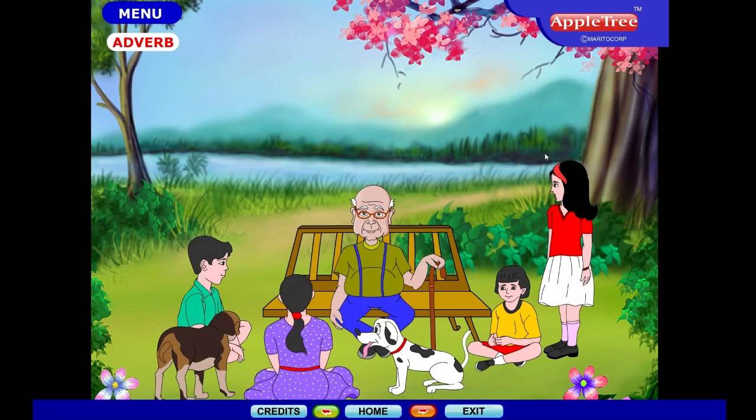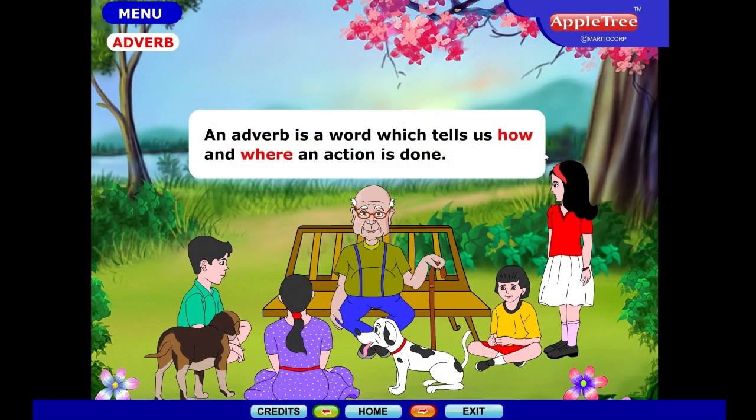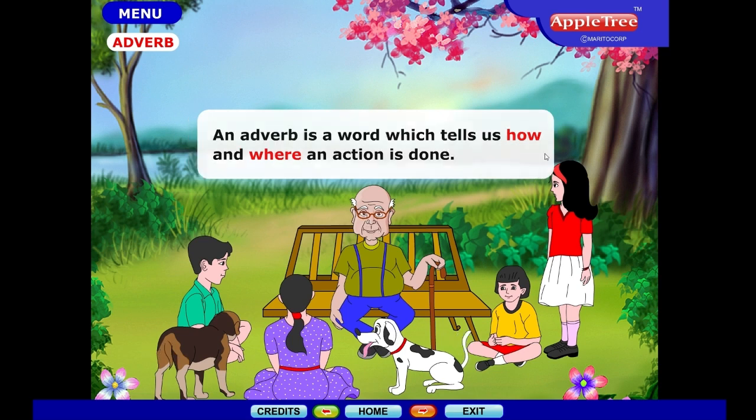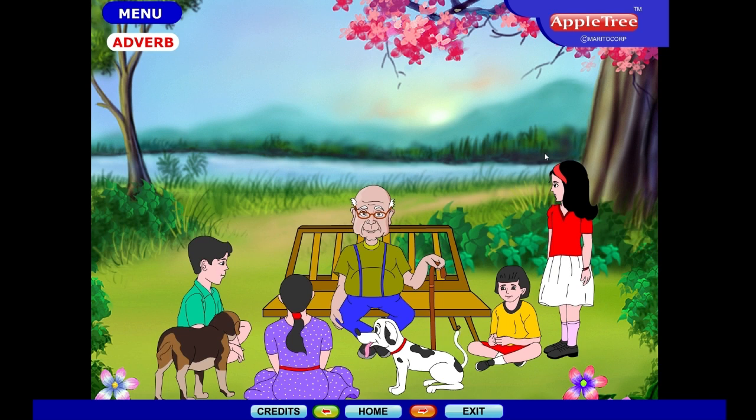Grandpa, tell us about adverbs. An adverb is a word which tells us how and where an action is done. Is it true that there are many classes and subclasses of adverbs, Grandpa? Yes, my boy, you are right. Go through this example carefully.